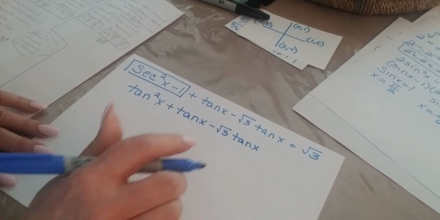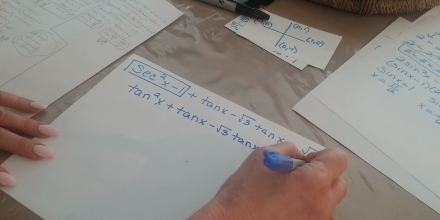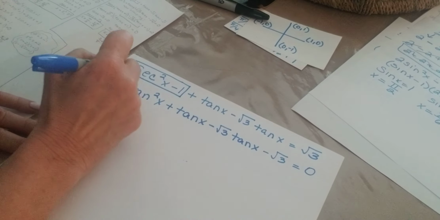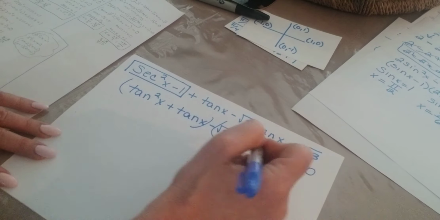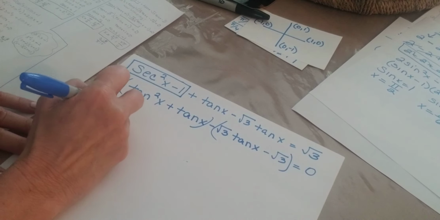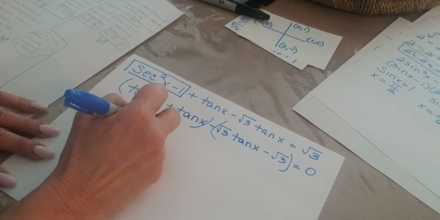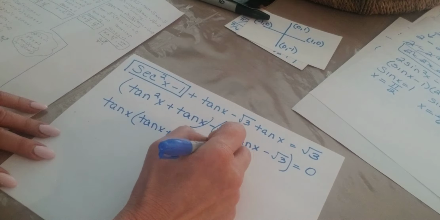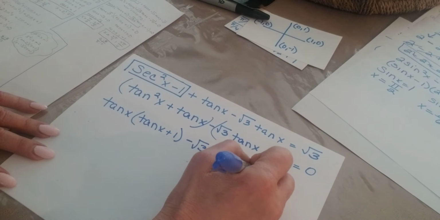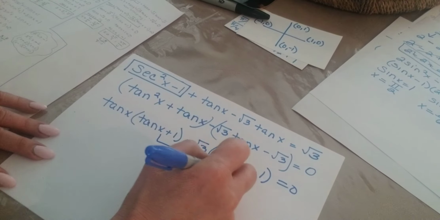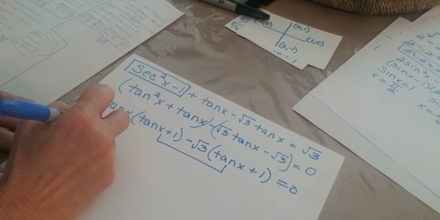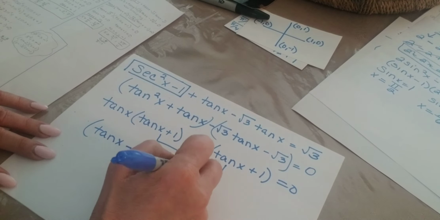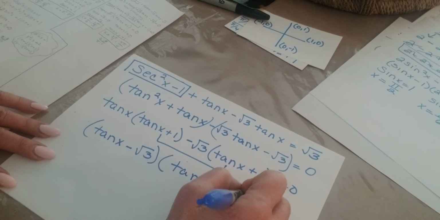I'm bringing this over now. Minus radical 3 equal 0. 1, 2, 3, 4. 4 items that I have to factor. Grouping, people. Grouping. Here, I need to take out a tan x, and I'm left with tan x plus 1. Here, I take out a radical 3, and I'm left with tan x, again, plus 1, which we know these two need to be the same. So I have tan x minus radical 3 times tan x plus 1 equals 0.